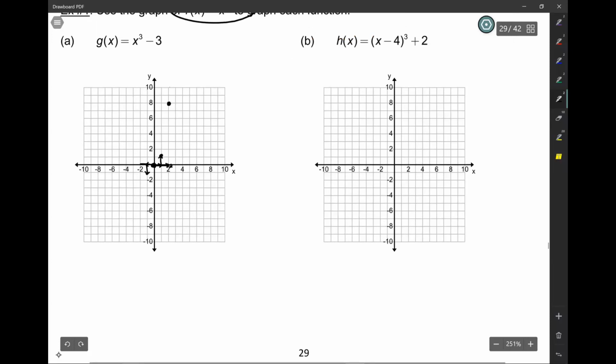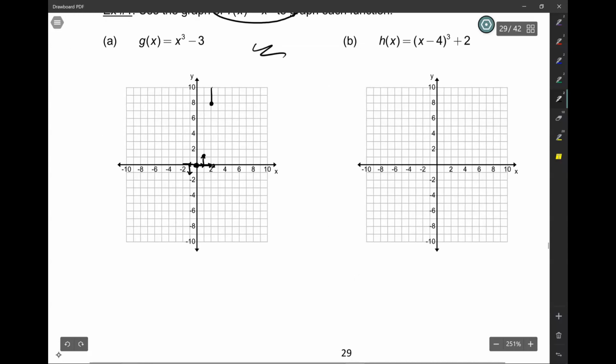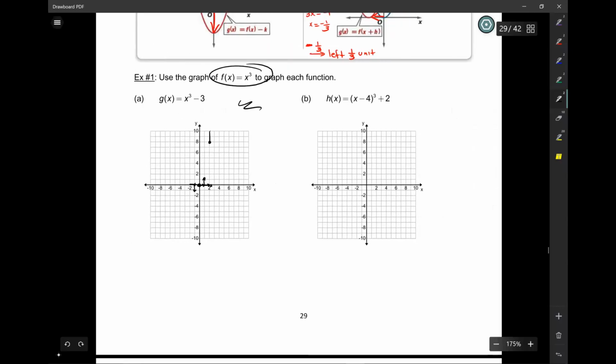So finally, oh my gosh. It won't. I don't know why it won't right.